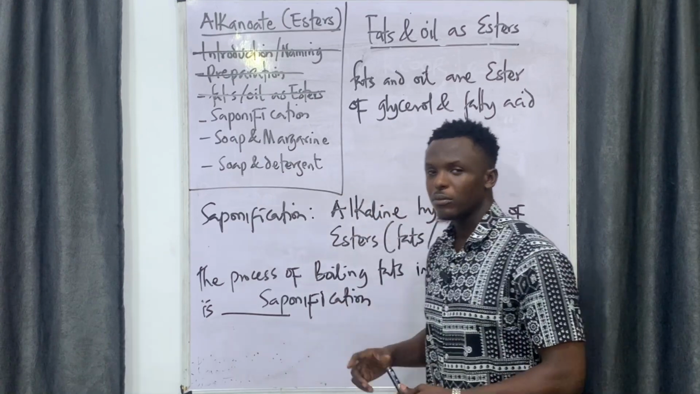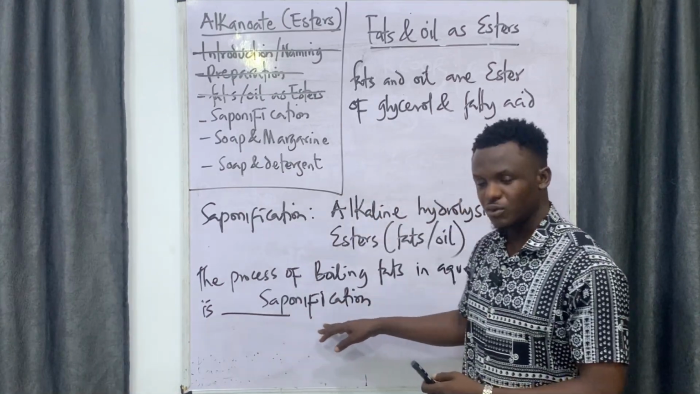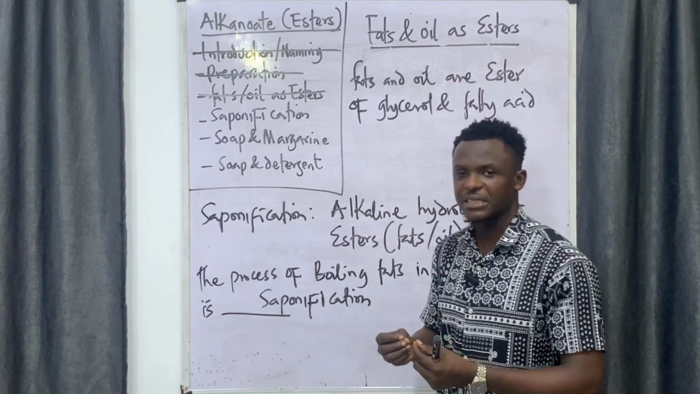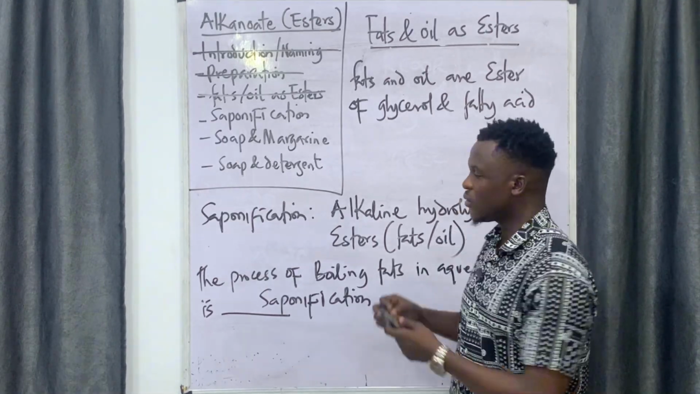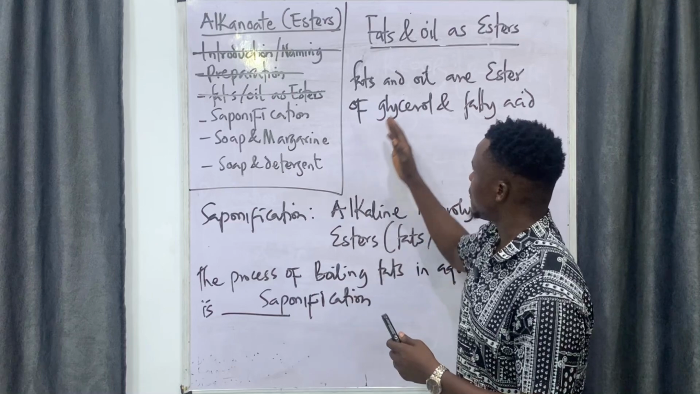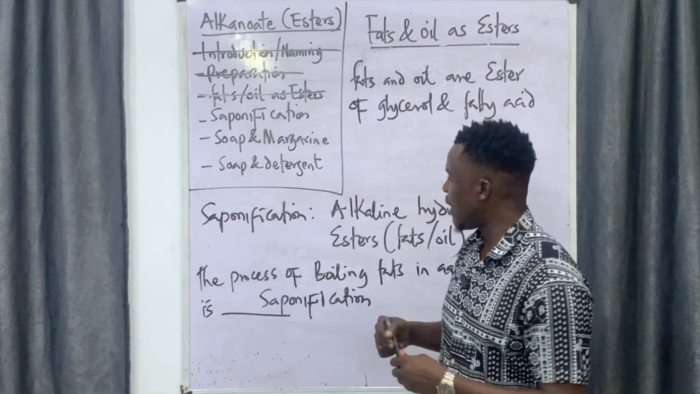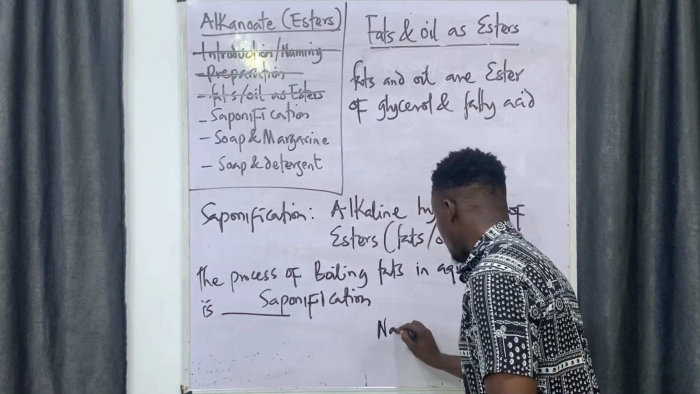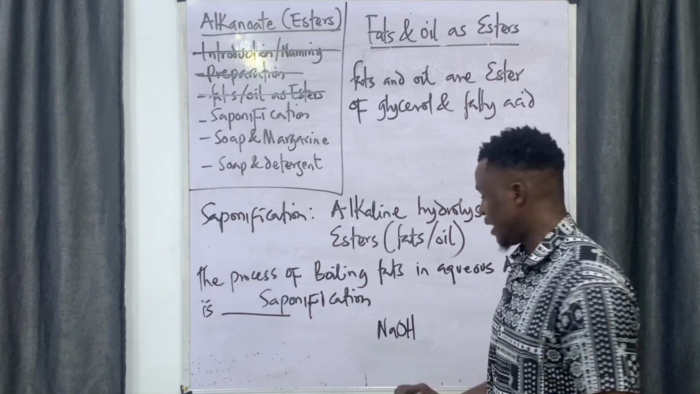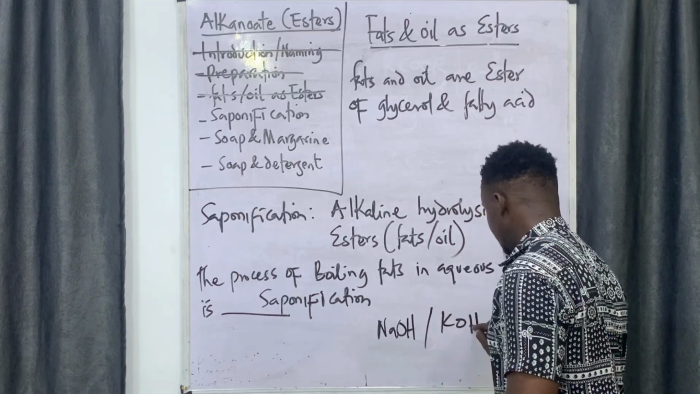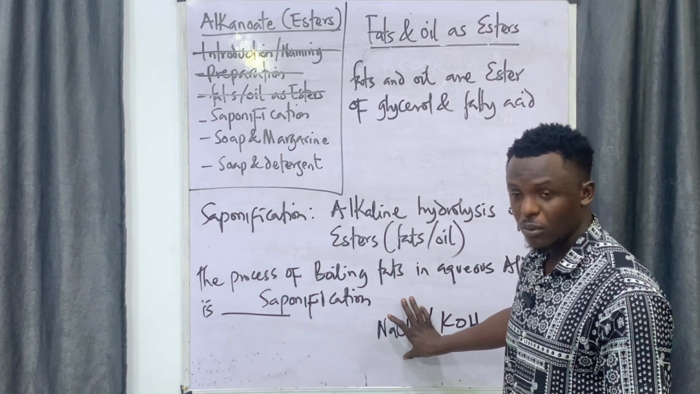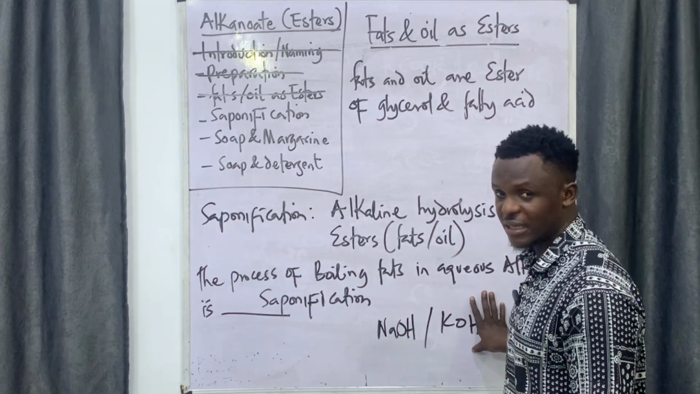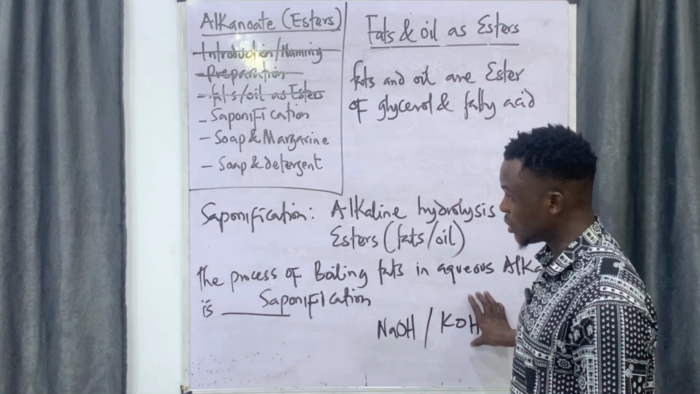Now, soap is actually produced via this process. So saponification is basically the process for the production of soap. All right. So how do we achieve that? We're going to use a fat and of course use an alkali. The alkali can either be sodium hydroxide or potassium hydroxide. If I use sodium hydroxide, the soap that will be formed will be a hard soap. Whereas if I use potassium hydroxide, the soap that will be formed will be a soft soap.